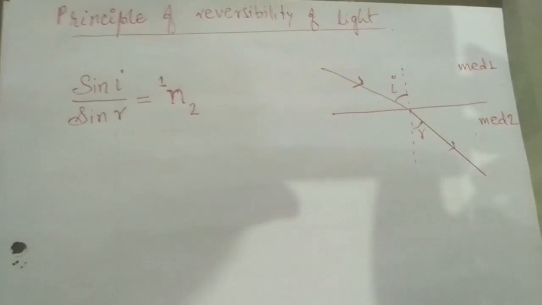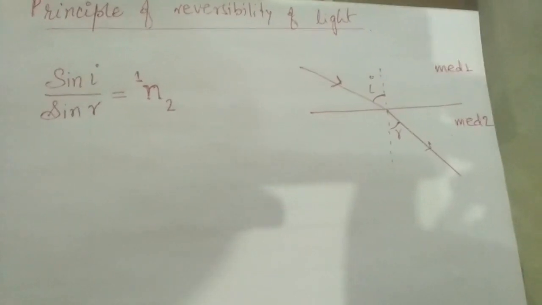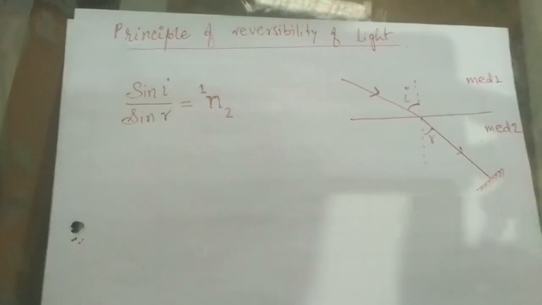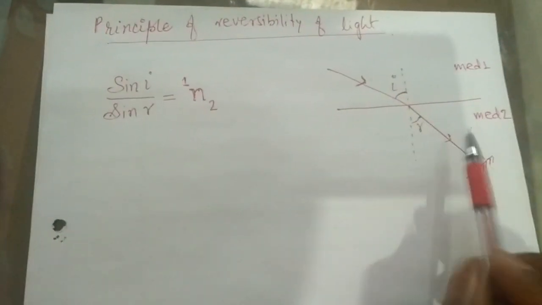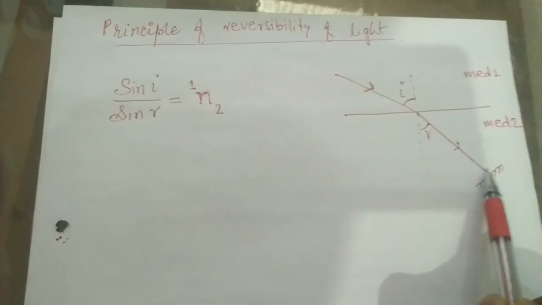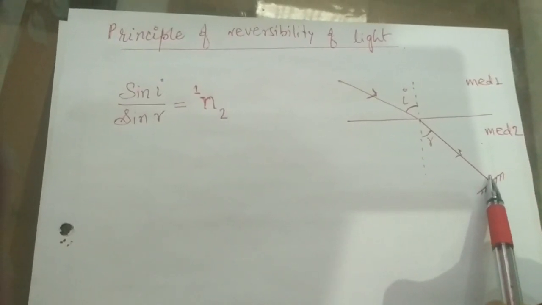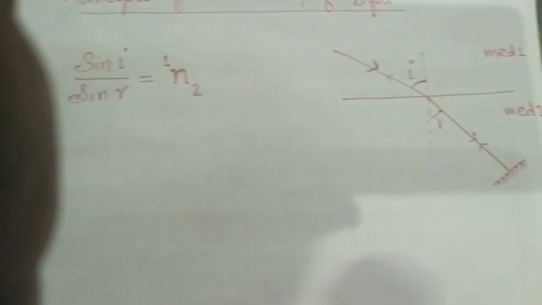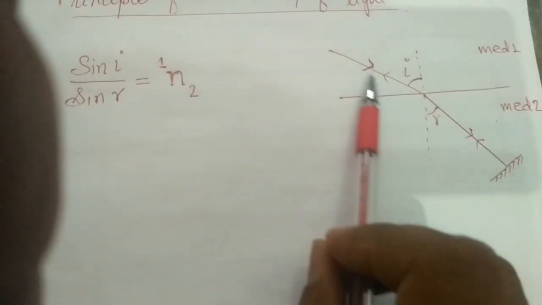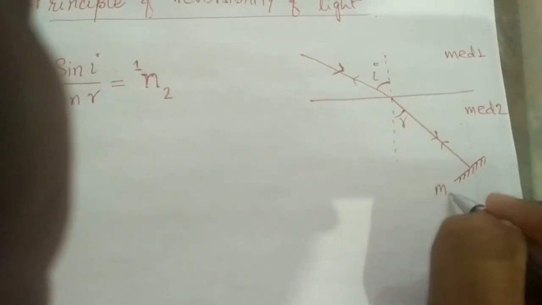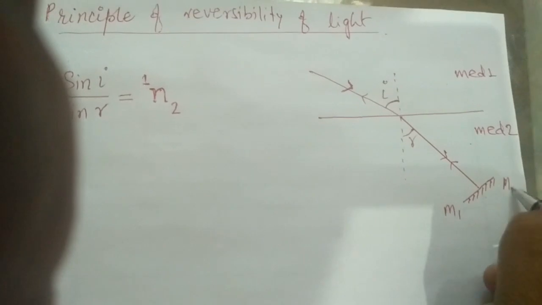And suppose the light is reflected at the same angle. How? Using a plane mirror, if the refracted ray falls exactly at 90 degrees, at a right angle, on the mirror, what will happen? The light will retrace its path. It will go back. So the light is retracing its path after reflection from this mirror. Say this mirror is M1, M2, not necessary to mention it.